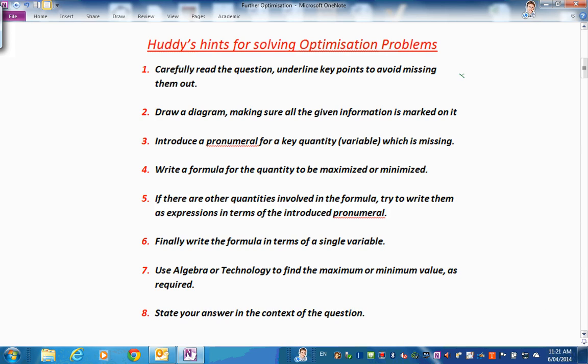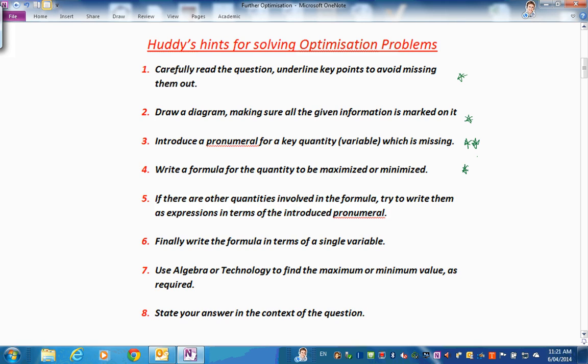Carefully read the question. Underline key points. We'll practice this in a minute so you don't miss anything out. Draw a diagram and mark all the information on it. Now here's a key one. Introduce a pronumeral for the key quantity or variable which is missing. They say find the dimensions to give maximum area, then you want to introduce x or some letter to represent one of those dimensions. Okay, and then work on the rest of it by what?